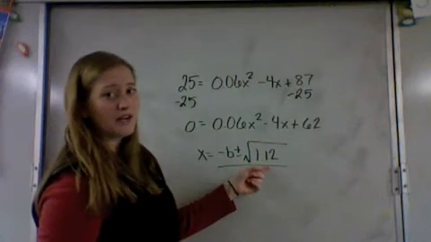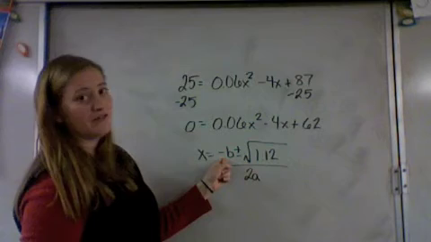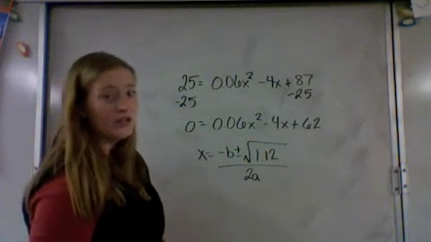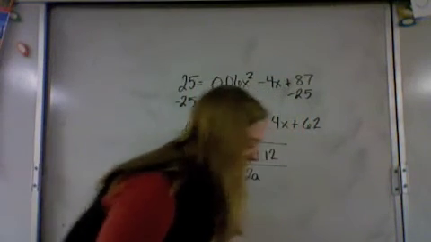B squared minus 4ac equals 1.12. We figured that out before. Now all we have to do is plug in the values for b and a. Go ahead and do that on your own. I'm going to write down the solutions for you so that you can check your answers.